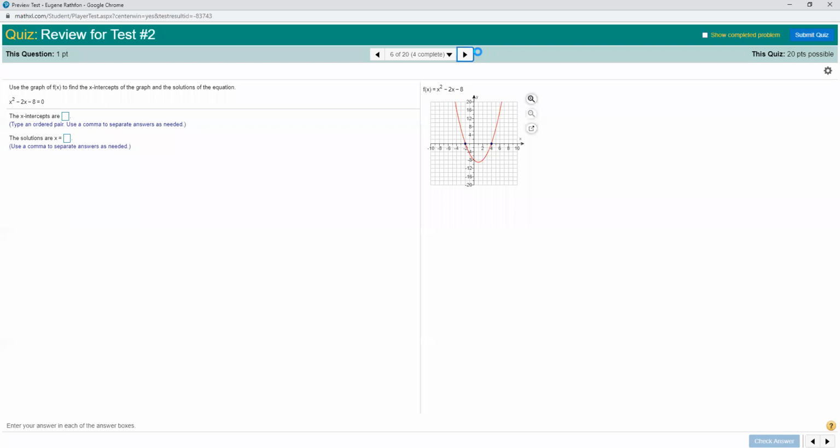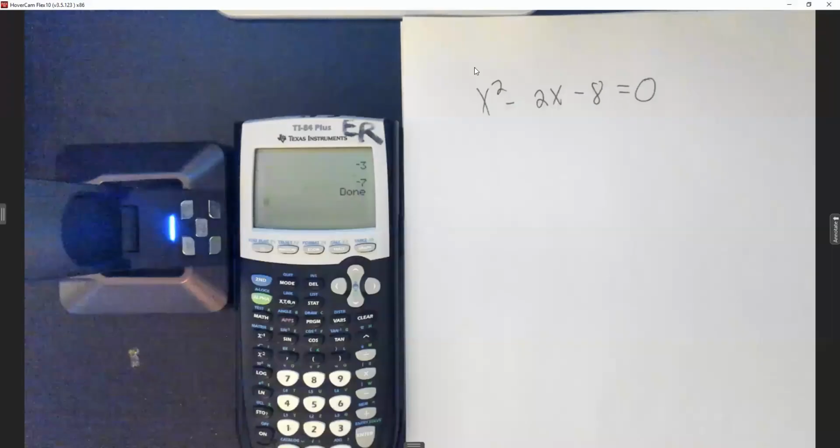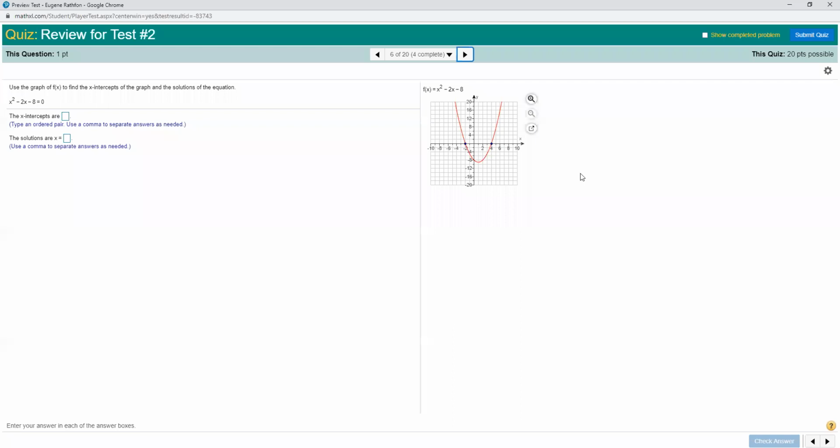All right, so this one right here, I'm going to write this one down. X squared minus 2x minus 8 equals 0. They want me to find x-intercepts and the solutions. Oh, let me go back to that graph. I forgot something. So the x-intercepts, I need to look at the graph to get those.